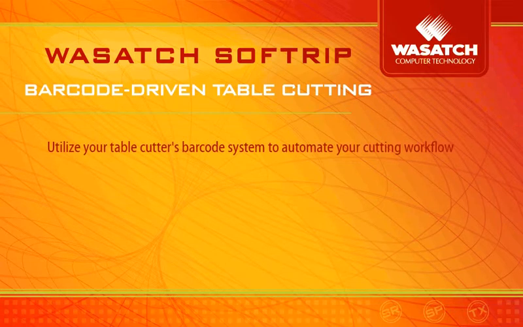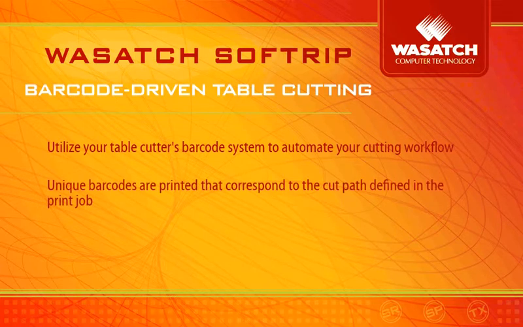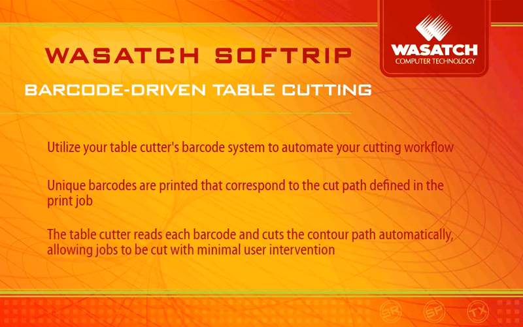Wasatch SoftRip allows you to utilize the barcode system of your table cutter to automate your cutting workflow. Wasatch SoftRip's table cutting option lets you print identifying barcodes in the margins of your table cutting jobs and to name output files to match those barcodes. This simplifies the cutting workflow by allowing the table cutting software to scan the barcode on the print and automatically select the correct corresponding cutting file.